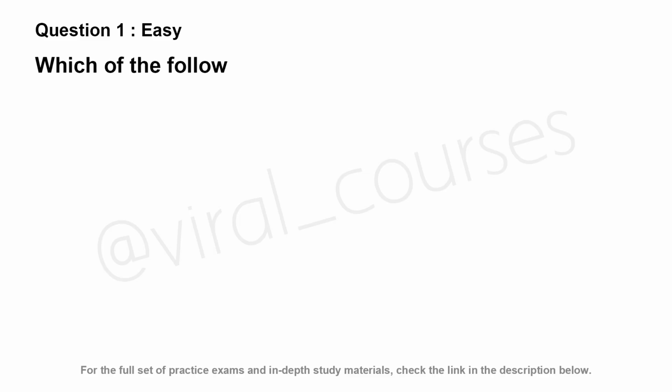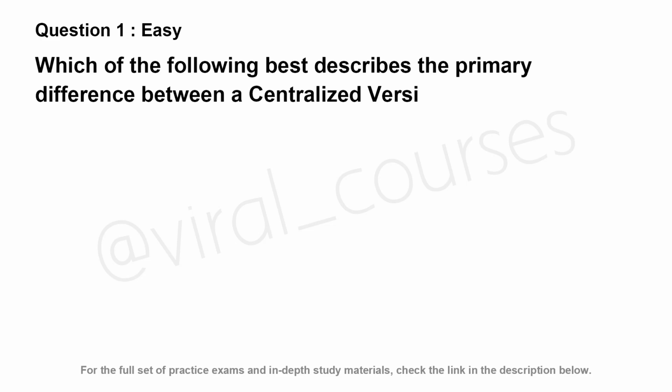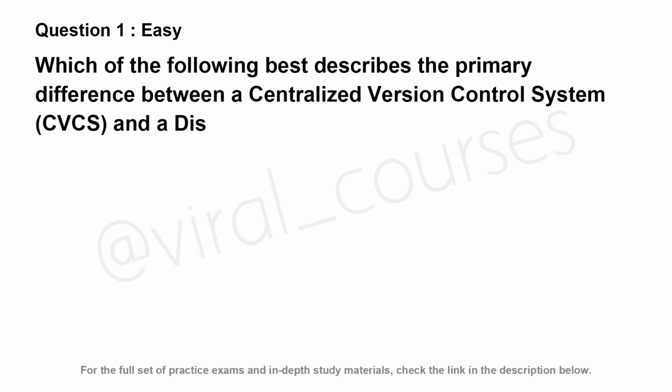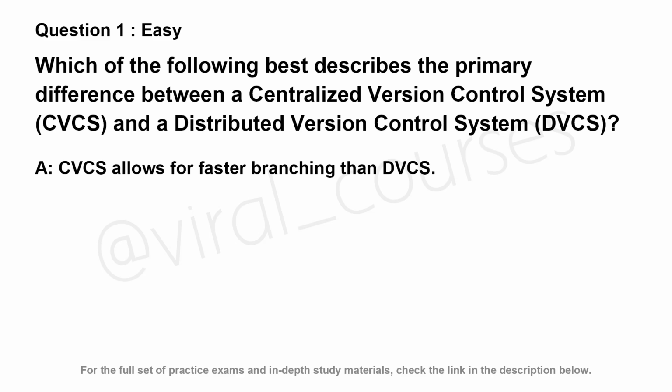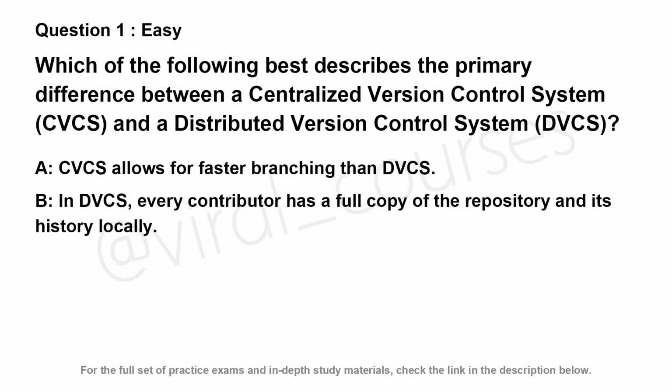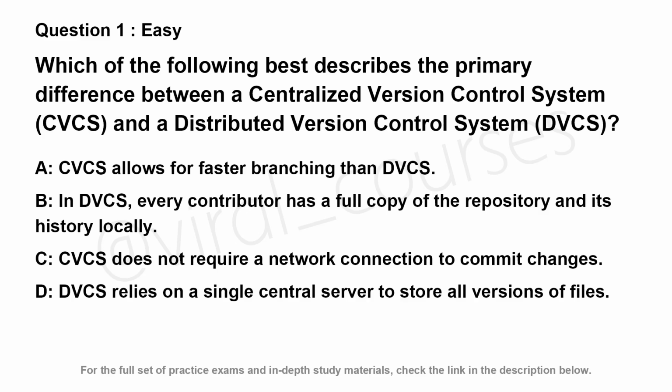Which of the following best describes the primary difference between a centralized version control system, CVCS, and a distributed version control system, DVCS? Option A. CVCS allows for faster branching than DVCS. Option B. In DVCS, every contributor has a full copy of the repository and its history locally. Option C. CVCS does not require a network connection to commit changes. Option D. DVCS relies on a single central server to store all versions of files.